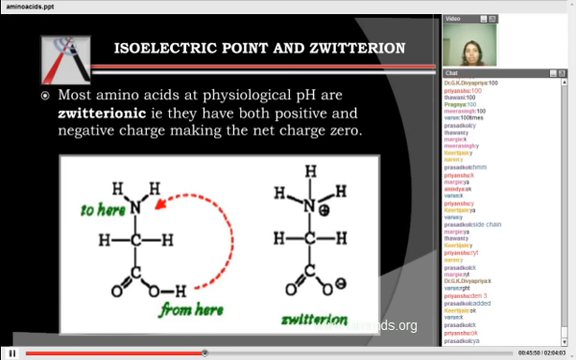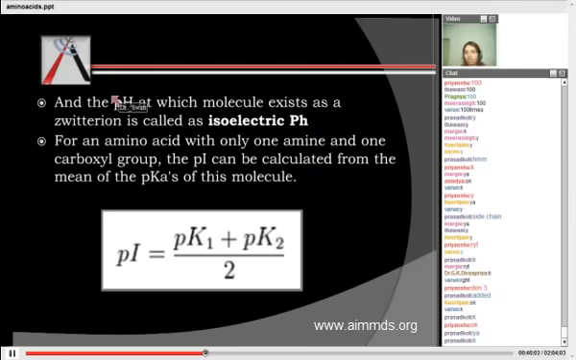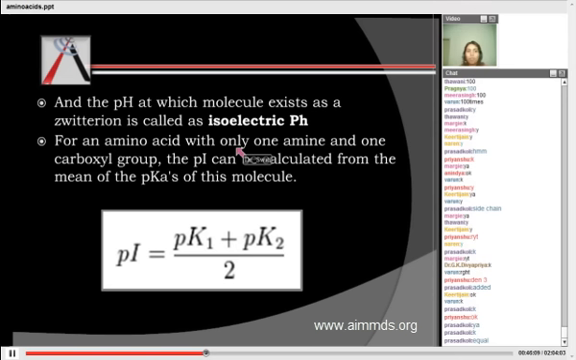We have been talking about zwitterion. Most amino acids at physiologic pH are zwitterions, that is they have both positive and negative charge, making the net charge 0, and the pH at which the molecule exists like this is called the isoelectric pH. We already saw this. For an amino acid with only one amine and one carboxylic group, how can pI be calculated? This isoelectric point that we have been talking about, how can it be calculated? It can be calculated by taking the mean of their pKa.